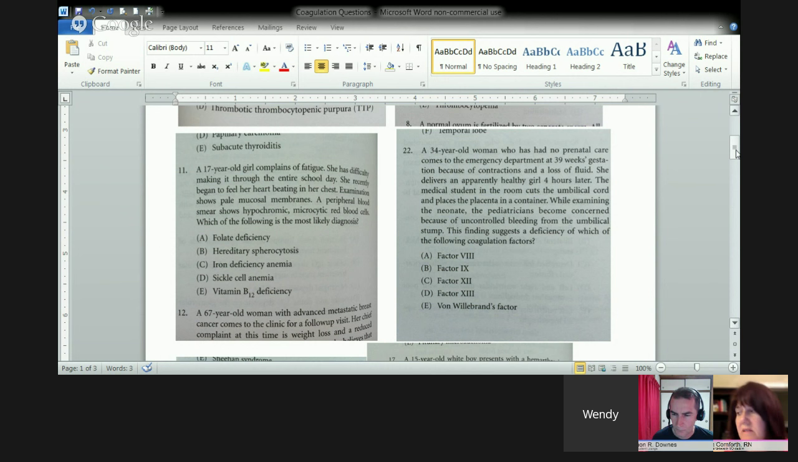Hemophilia B is the Christmas disease, like Christmas time, Christmas 9. We're at 2 minutes. So hemophilia A is factor 8. And there's actually a hemophilia C. It's actually factor 11.